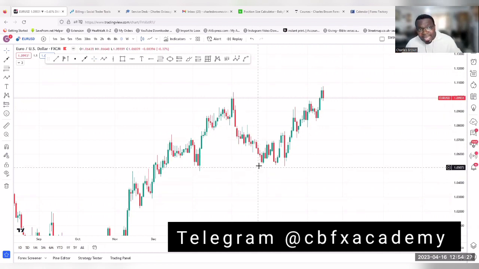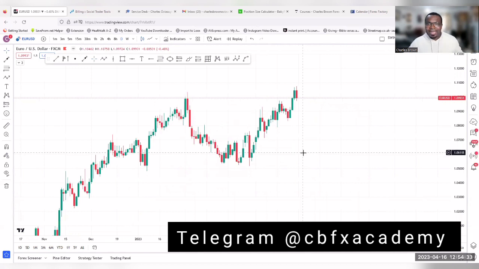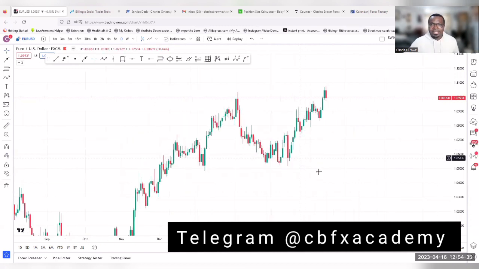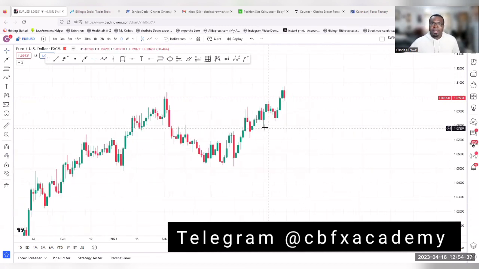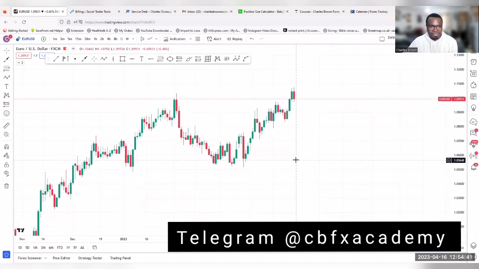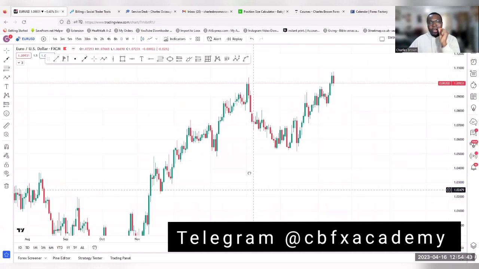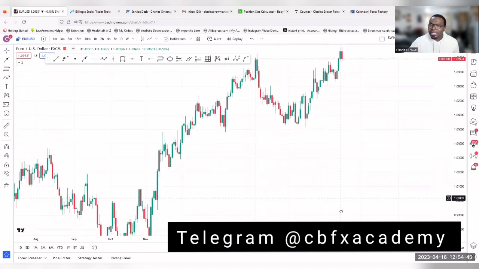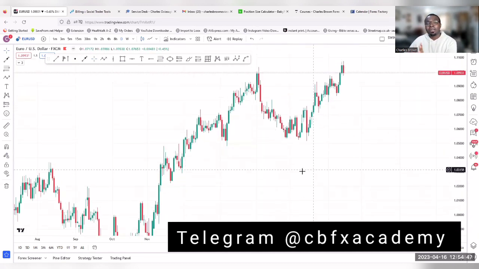I'm looking at the daily time frame right now. So I want you to look at it with me. Now, first thing is to understand where the market is at, where the market is going. And we can see on the daily time frame, the market is heading up. It is an uptrend.